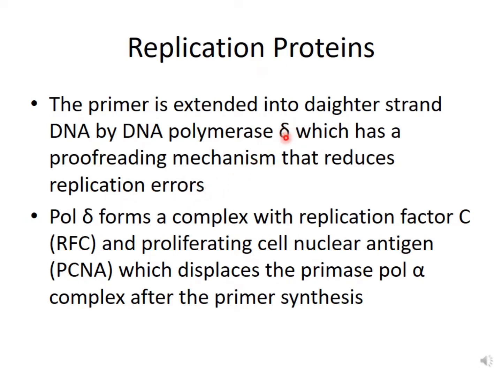So pol delta checks the function of pol alpha and corrects any errors. Pol delta forms a complex with another protein called replication factor C, or RFC, and the proliferating cell nuclear antigen, a second protein, which is short for PCNA. These two displace the primase-pol alpha complex after the primer synthesis, and they replace the RNA with DNA at the primer site.